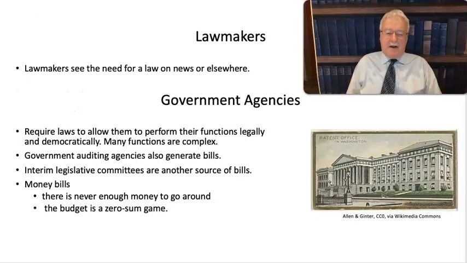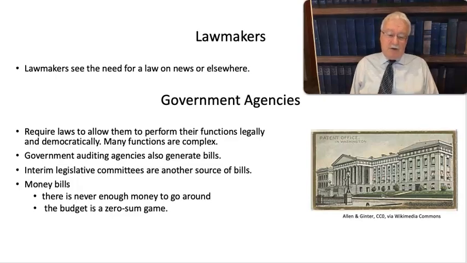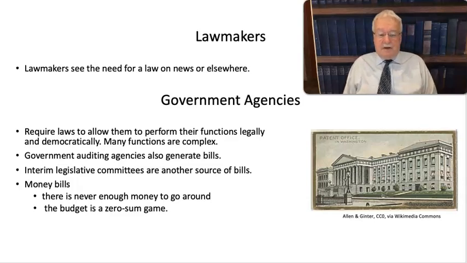Okay, so let's look at these in particular. Lawmakers will often see the need for a law on the news or elsewhere. Many of the times I've read something in the newspaper or saw something on cable TV, and I said, wow, that's crazy. There ought to be a law. I can do something about that. Or maybe I hear about a law somewhere else, and I say, hey, that's a great law. I want to pass it. So I do a lot of laws based on something which I read about or see. So lawmakers themselves sometimes come up with ideas.